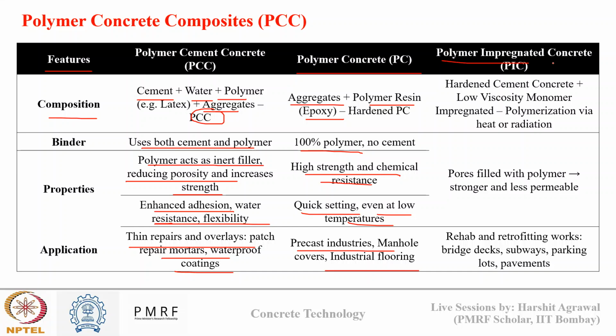And then there is polymer impregnated concrete, where in a hardened concrete system, low viscosity monomer is impregnated and it is polymerized by heat and radiation. What happens is this polymerization fills the pores and makes the concrete dense and stronger. So it is mainly used for rehab and retrofitting work like bridge deck rehab, subway rehab, parking lot rehab, and pavement rehab. Okay, so in this way, there are three types of polymer concrete composite which differ from one another.